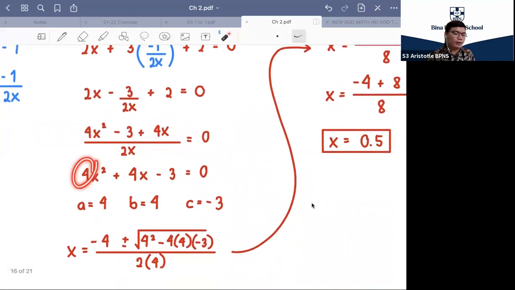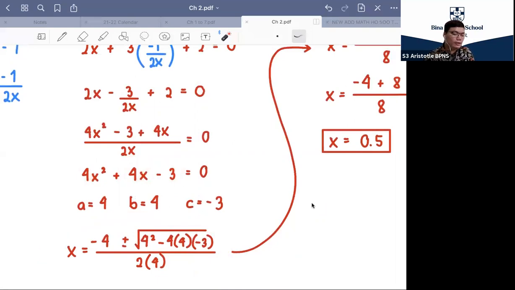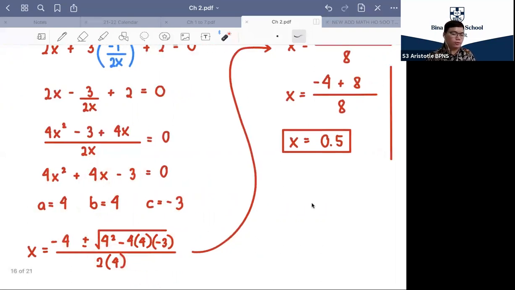So this is my A, B, and C. All right, so this is the quadratic formula. Negative B, or negative 4, plus minus square root of 4 squared minus 4AC. So A is 4 also, C is negative 3. And then over 2A, 2 times A, so 2 times 4. Okay, so moving here.